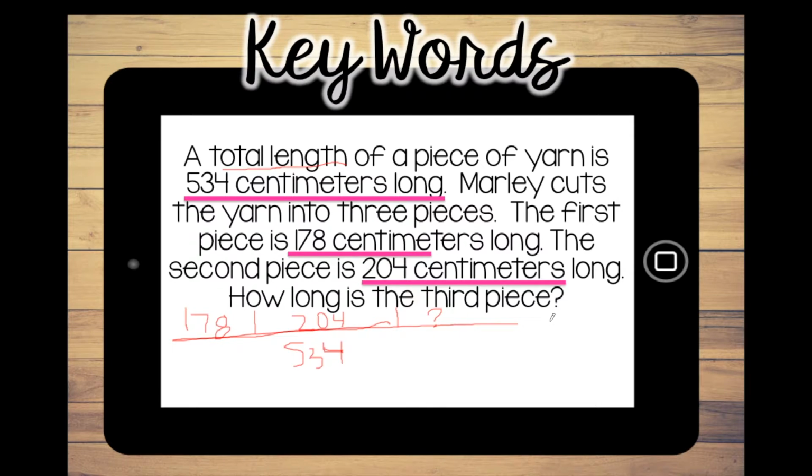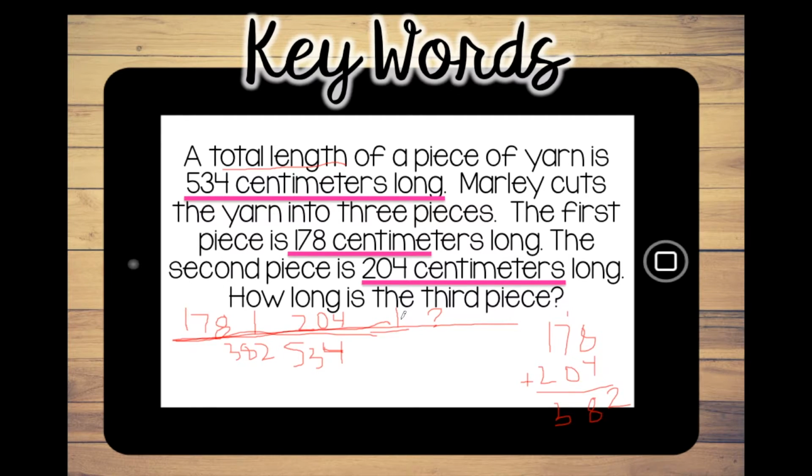So we're going to add 178 plus 204. So we have 8 plus 4 is 12. And we have 1 plus 7 plus 0 is 8. Then we have 1 plus 2 is 3. So this whole piece right here is 382 centimeters long. And the whole piece is 534 centimeters long.